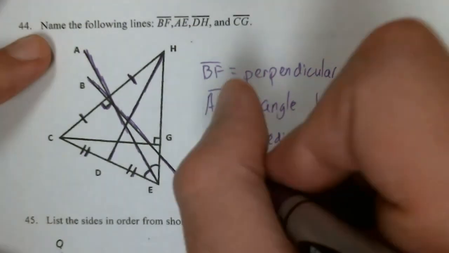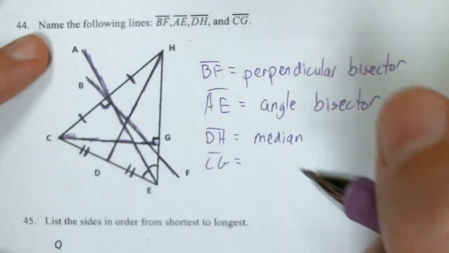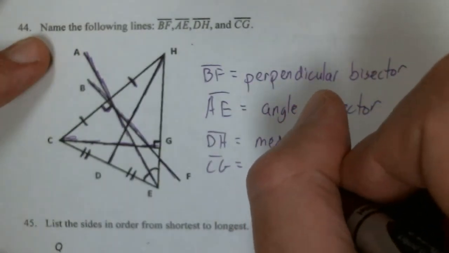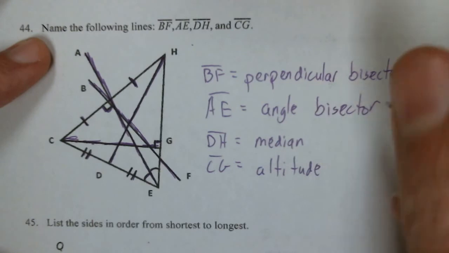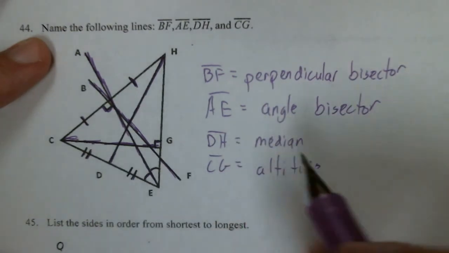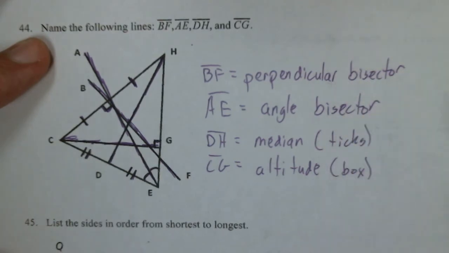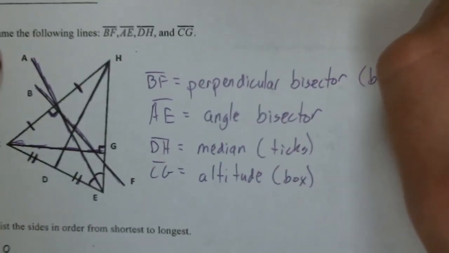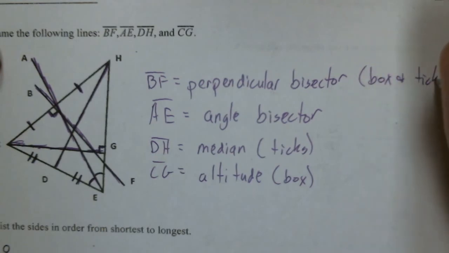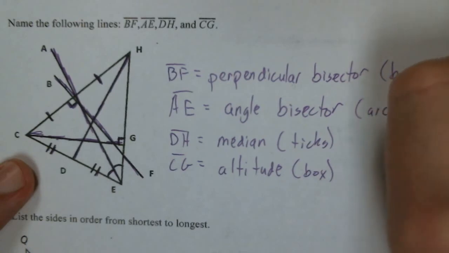Okay. CG, what is CG? That's this guy right here. And I see a box. All I see is a box. So that's an altitude. Okay, remember, the perpendicular bisector is the combination of the median and the altitude. Median is just ticks. Altitude is just box. Perpendicular bisector is box and ticks. Angle bisector is just arcs.